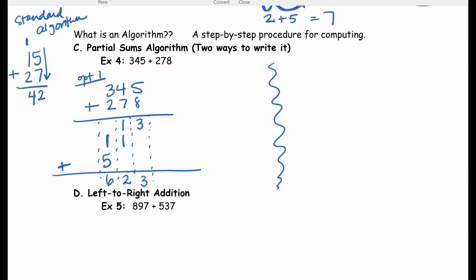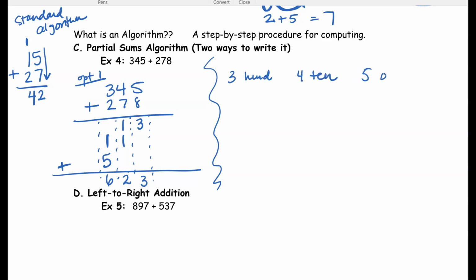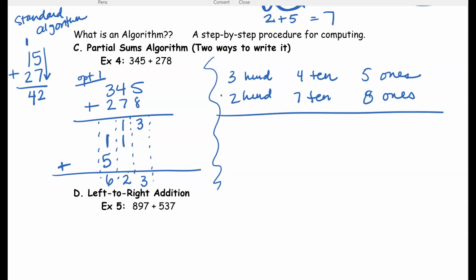Okay, so the other way is to write it down in words. So you could say, I'm going to give myself some more room here. The downside to this is it's definitely more writing. So you could say 300 plus 4 tens plus 5 ones plus 200, 7 tens, 8 ones. And then we're going to add these together.